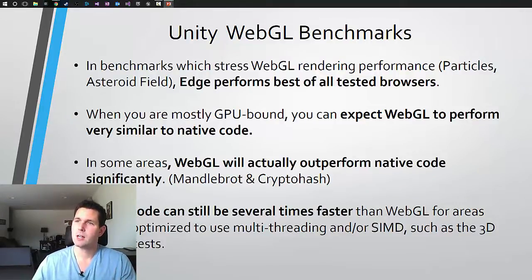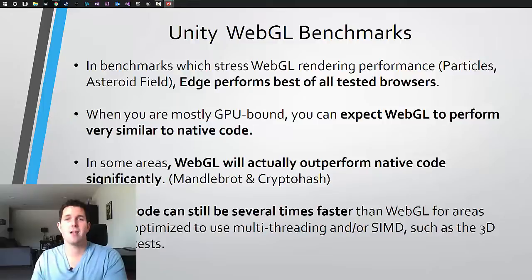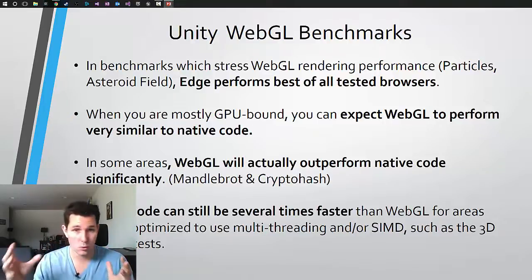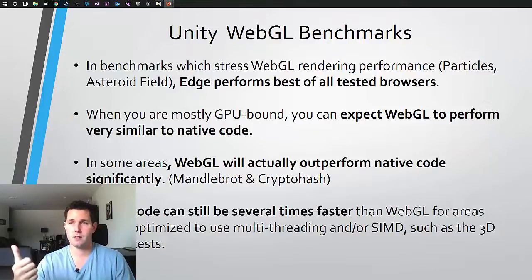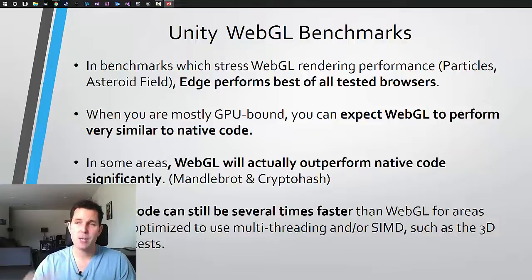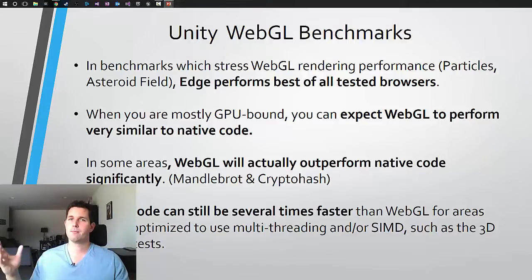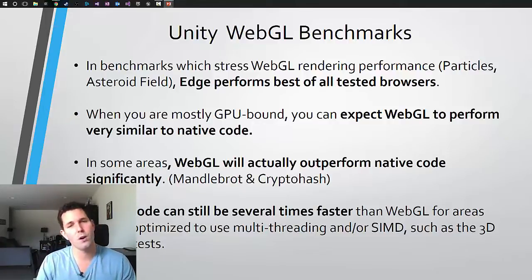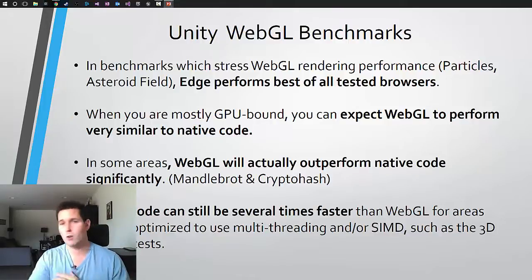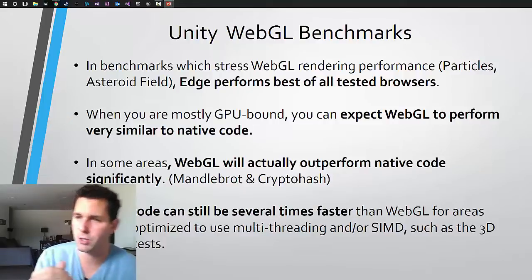So here is what Unity has learned from this. What they had to say was, in benchmarks which stress WebGL rendering performance, again, that's the web graphics library that's taking OpenGL and converting it to WebGL, such as particles, asteroid field, Edge performs the best of all the tested browsers. When you are mostly GPU bound, that is, you're using the graphics processing unit instead of the CPU, you can expect WebGL to perform very similar to native code. That's great, right? That is something we can really take home here, is the fact that code written for the graphics card is going to work nearly identical across the board, whether it's a native application or running inside the browser. It's the CPU where we're going to start to see some of these issues.